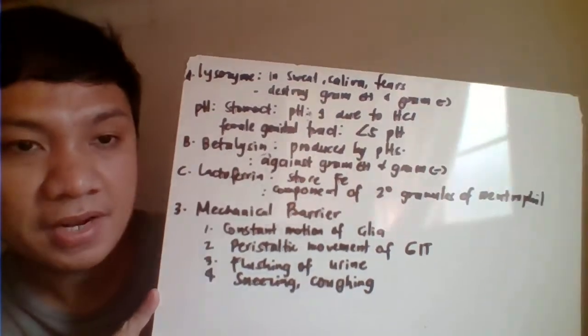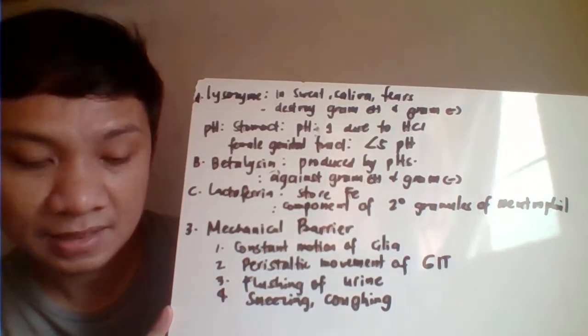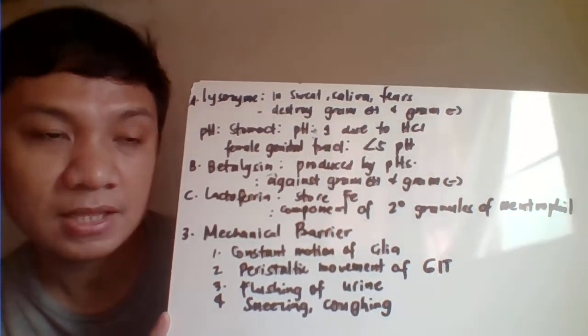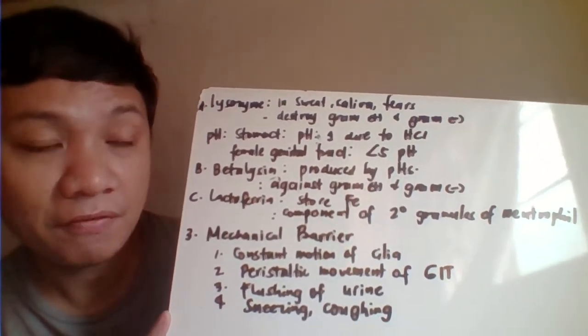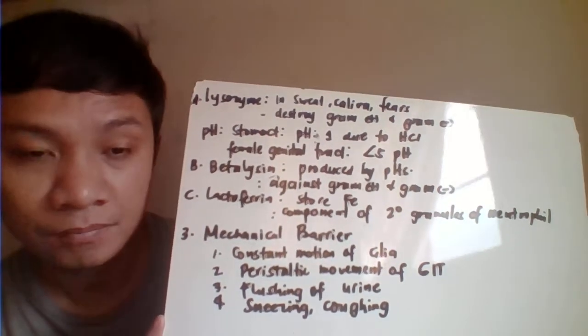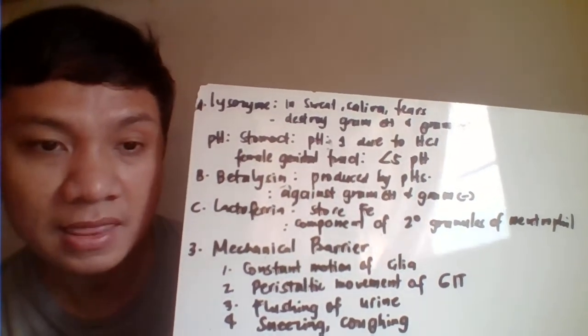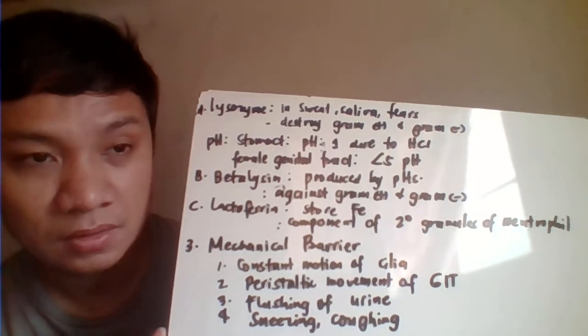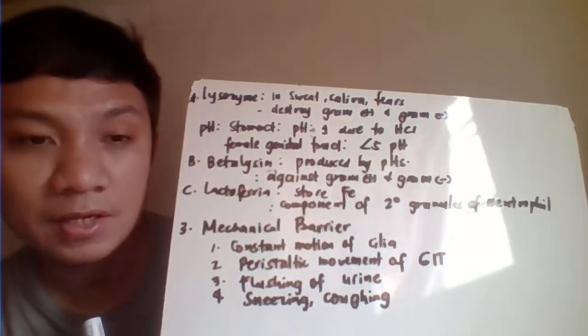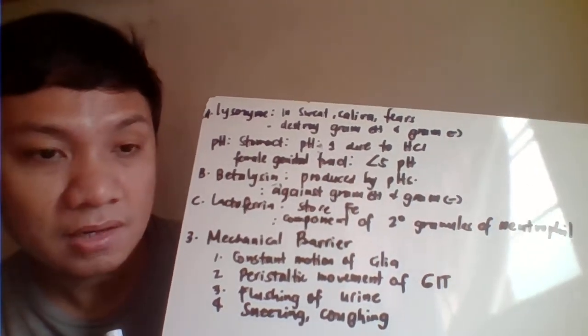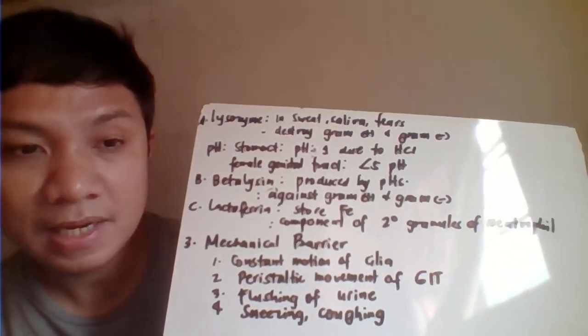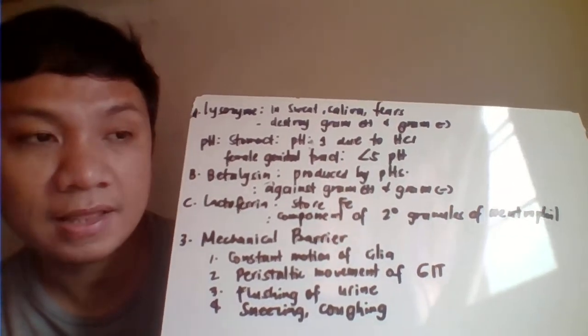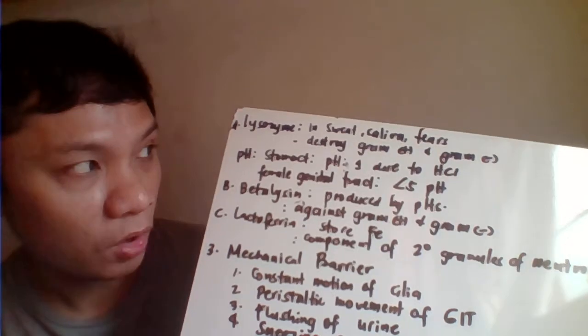Okay, so we have here the different chemical substances that help our body to fight against pathogens. The first one is lysozyme. Lysozyme is a chemical agent found in our secretions like your saliva, your tears, your sweat. Basically, lysozyme tries to destroy the gram-positive cell wall.